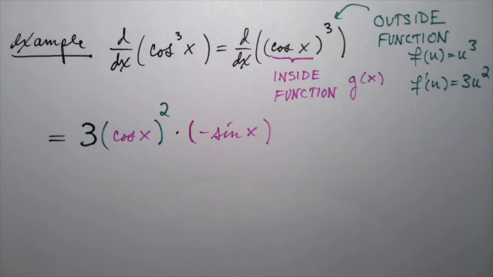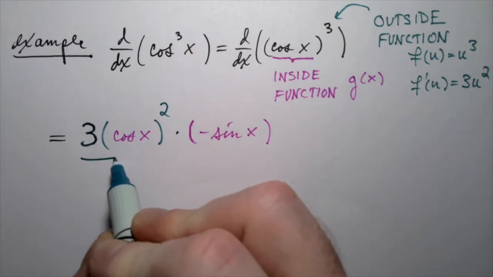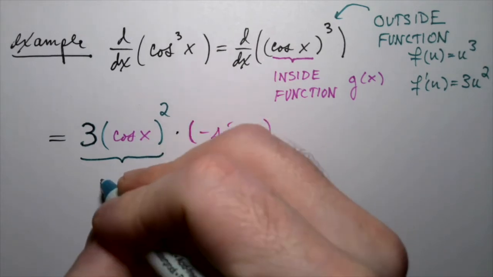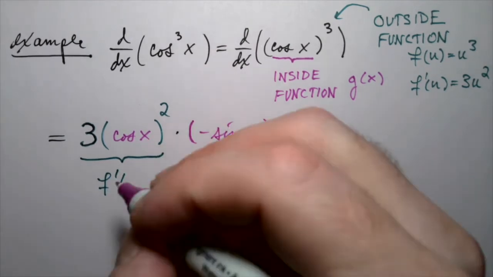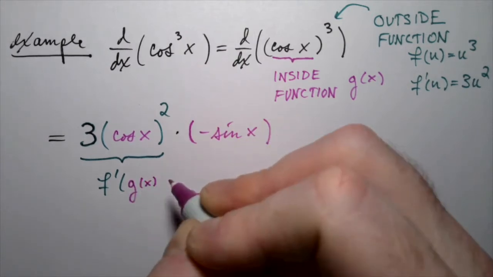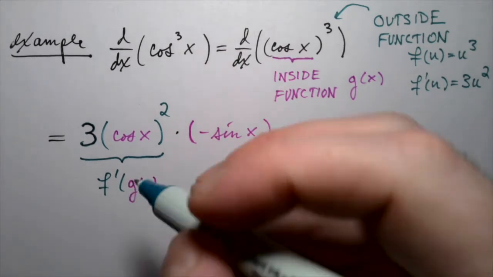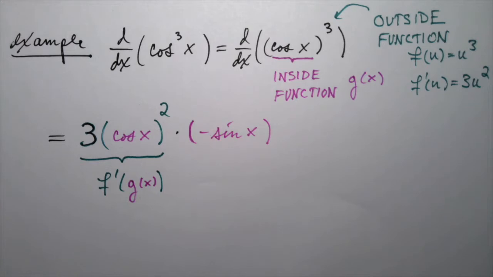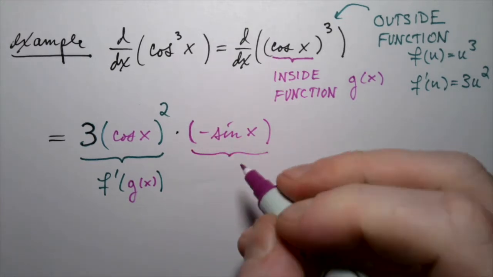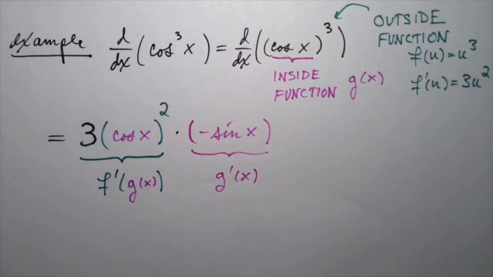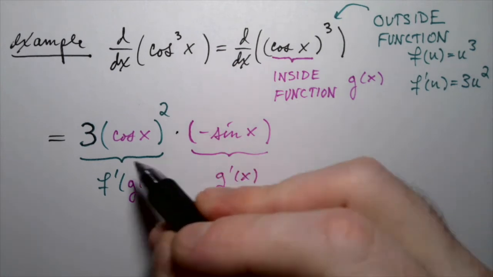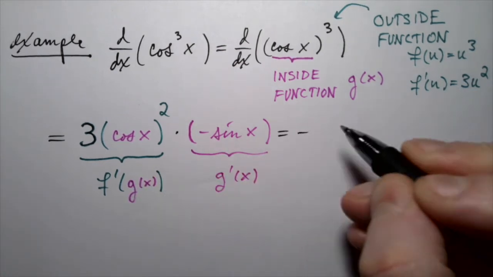So again, what's this piece? That's our f prime evaluated at g of x. G of x just on its own, thinking of that as the variable u, as that thing that we're taking the derivative of f with respect to. And then we multiply by the derivative of the inside function. That's what the chain rule says to do. At this point, there's really not much to do. We can bring the minus sign out front. Might as well do that.